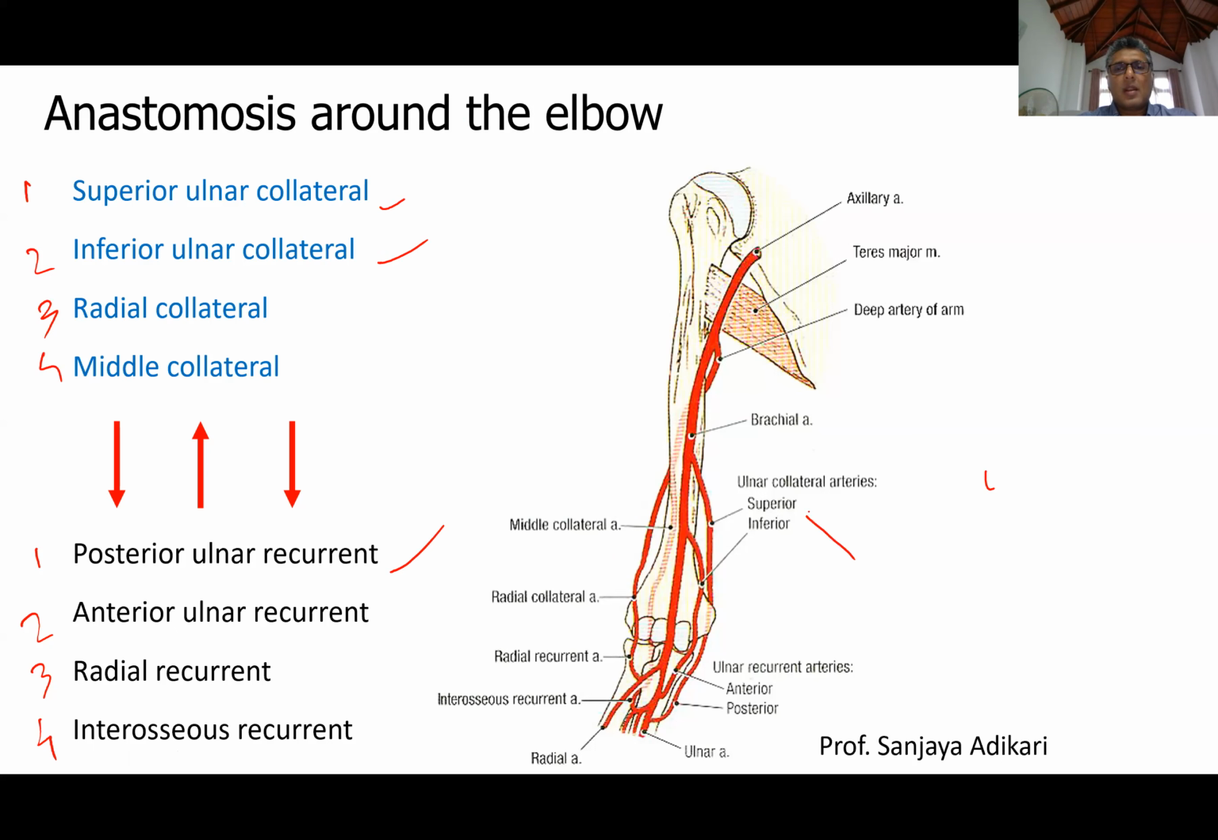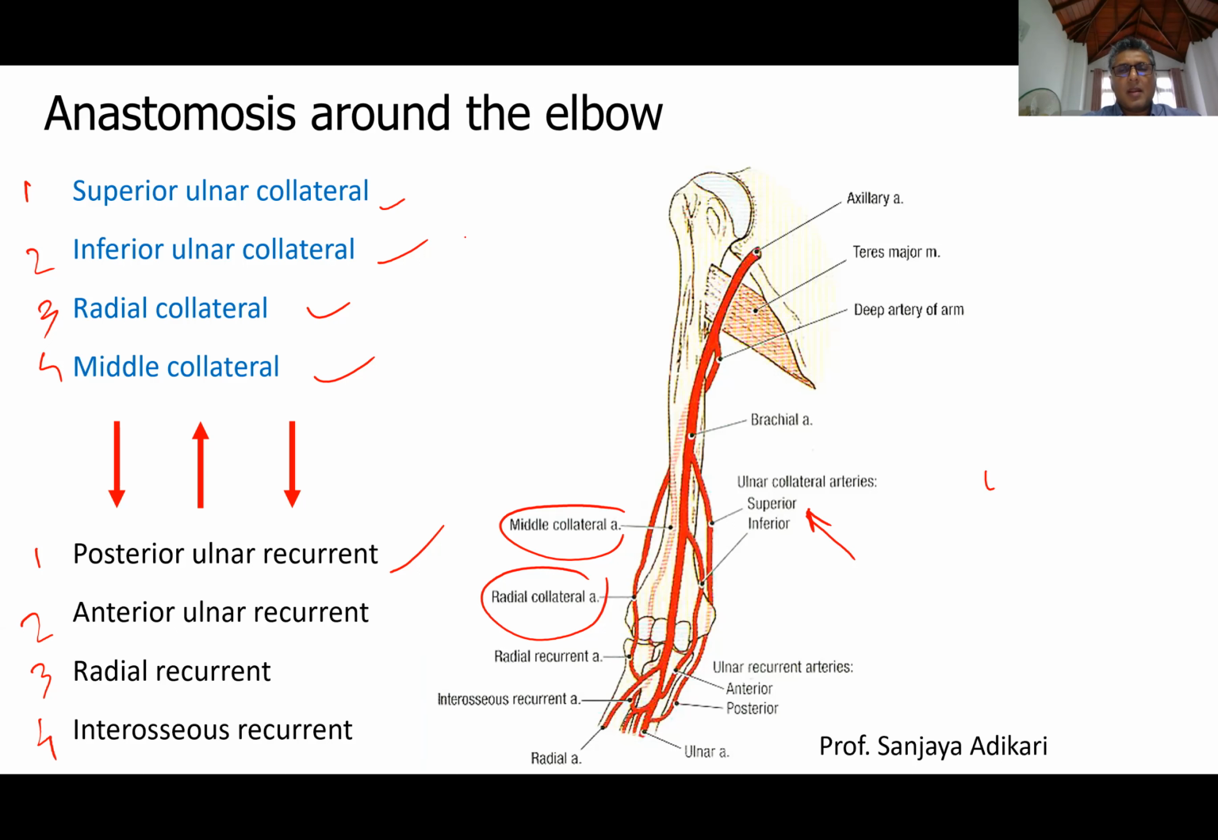So it's the superior ulnar collateral artery that actually goes with the ulnar nerve, pierces the medial intermuscular septum and enters the posterior compartment of the arm. And then you get the deep artery of the arm, which continues as the radial collateral artery. And it gives a branch in the radial groove which is called the middle collateral artery. So you are finished with the four arteries there: superior ulnar collateral, inferior ulnar collateral, radial and middle collateral arteries.